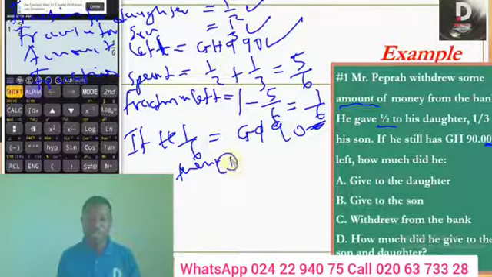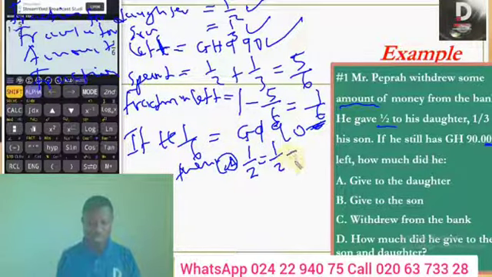Question A, give it to the daughter. How much did he give to the daughter? If you want the daughter, you take the daughter's ratio and use it. So what is the daughter's fraction? 1 over 2. If 1 over 6 is 90, 1 over 2 will give me what? It's 1 over 2 divided by 1 over 6 times 90.